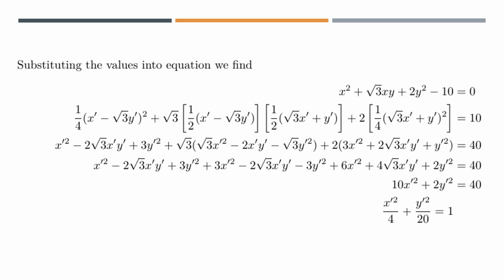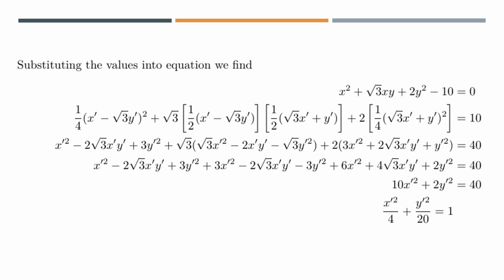When we substitute those values into our original equation, x is going to get this x prime minus root 3 y prime times 1/2. And we're going to say y is that 1/2 root 3 x prime plus y prime. When we plug those equations in for x and y and start expanding out and combining like terms and simplifying, all of the details are here on the slide. Our final result ends up being x prime squared over 4 plus y prime squared over 20 is equal to 1. So the details are here.